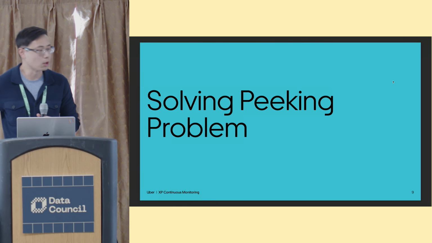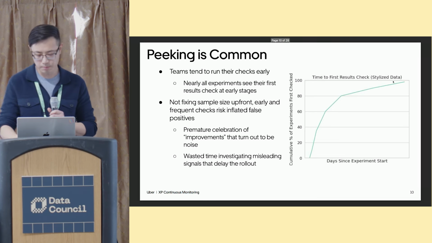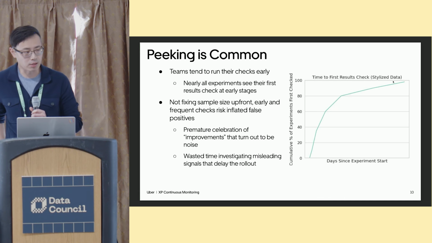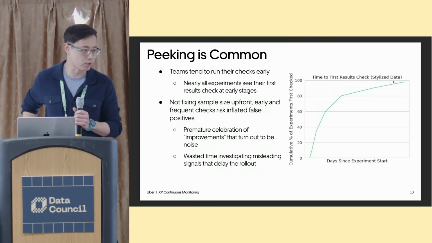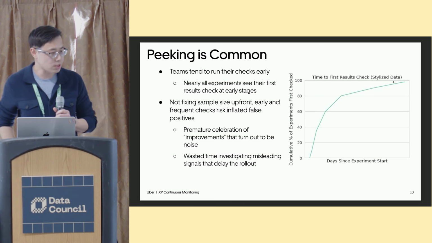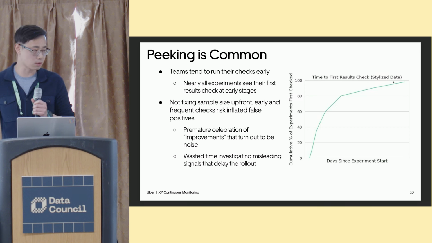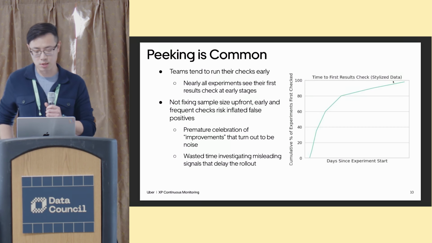So now I want to talk about our science solution to solve the peeking problem. What we find in data is that it's very natural that teams want to check how their XP is performing even during the early periods of their XPs. In our database, most of the experiments already see their first analysis run through us even within the first or second week since the XP start.